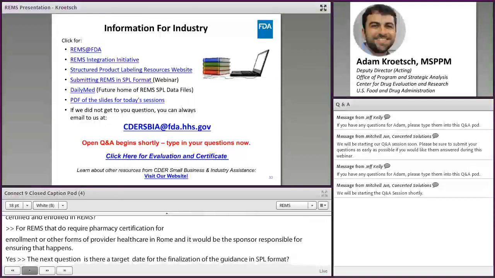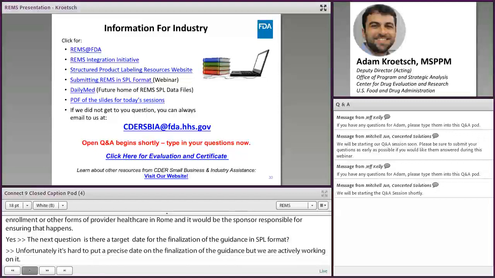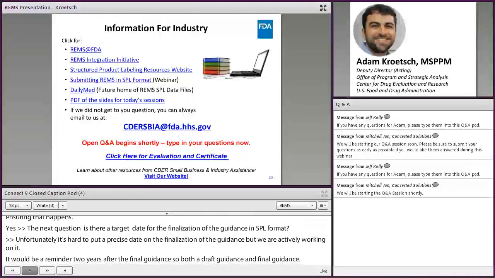And it would be, again, a reminder, 2 years after the final guidance. So there's both a draft guidance and a final guidance. We're working on the draft guidance right now, and it's 2 years after the final guidance is released that any requirement would take effect.